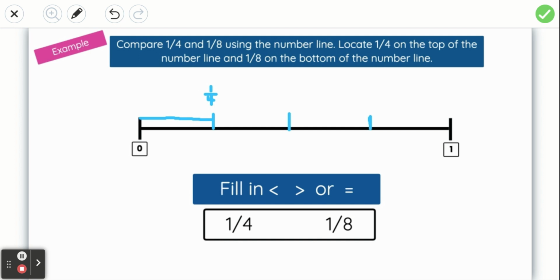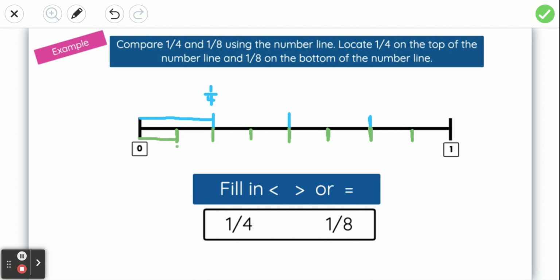And now we're going to locate 1/8 on the bottom of the number line. So here I'm going to start with half again. And the thing with eighths is that I can use my fourths and then divide those fourths again into equal parts, 2 equal parts. So on the bottom of the number line, we have eighths. That number line is divided into eighths.